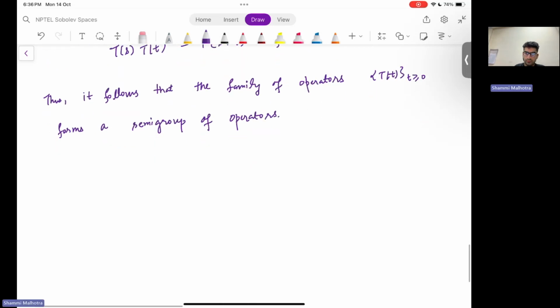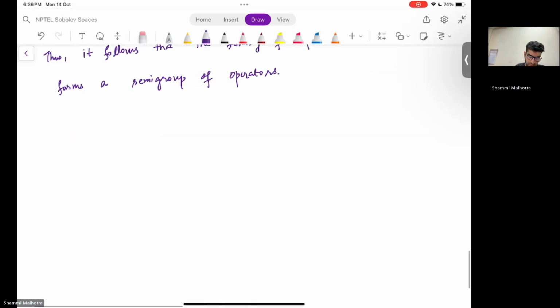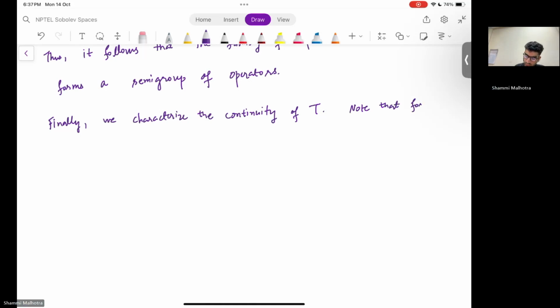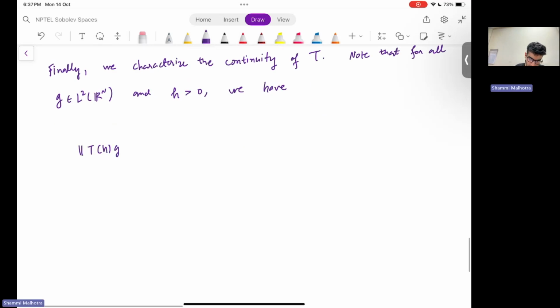So finally, you have to see the continuity thing. Finally, we characterize the continuity of T(t). Note that for all g in L2(omega), and h positive, we have the norm of T(h)g minus g in L2.